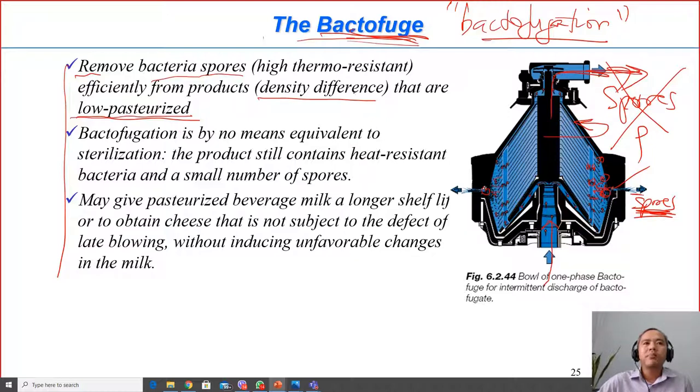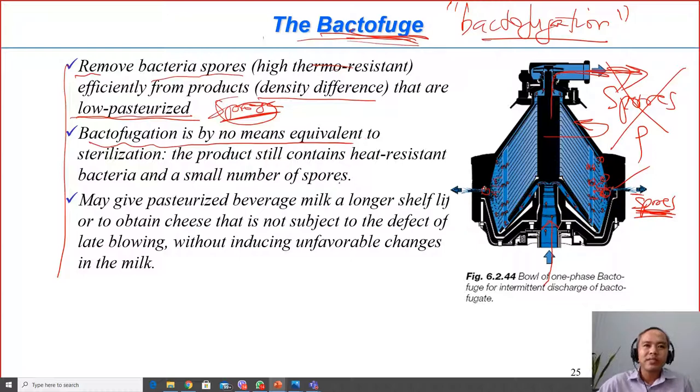But then you apply this step to remove part of the spore to increase the shelf life. We will talk about that somewhere else. Normally, heat pasteurization cannot destroy spores. But when you apply this, you can remove part of the spores. You can increase the shelf life. Bactofugation is by no means equivalent to sterilization.